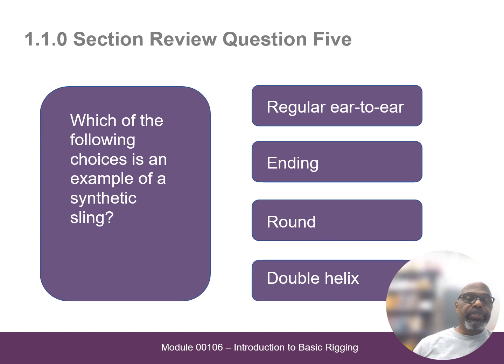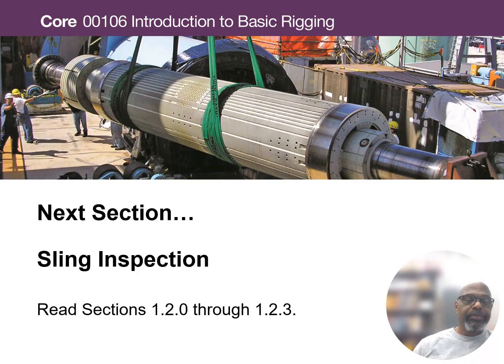Which of the following choices is an example of a synthetic sling? It was the round one. Only one of those is correct. Everything else is really bogus, just made up. And that should cover slings.